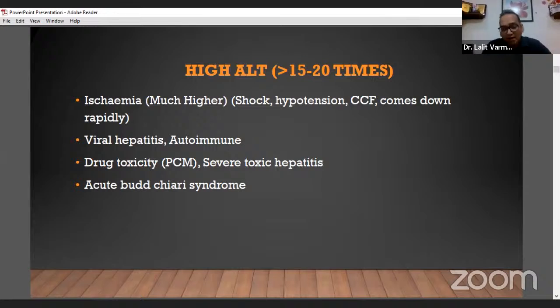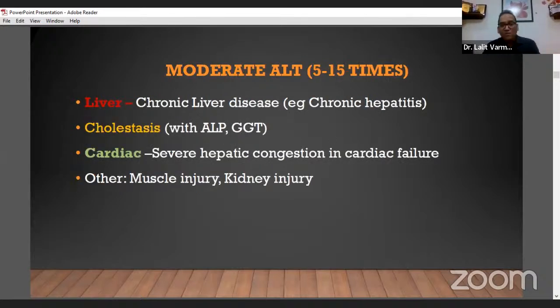So I've divided into high and moderate ALT. We just spoke about a very severe rise in the ALT. Now we talk about moderate elevation of ALT, which is 5 to 15 times. There we spoke about 15 to 20 times. It's in no particular order, but they can overlap each other. So basically moderate ALT rises in any chronic hepatitis.